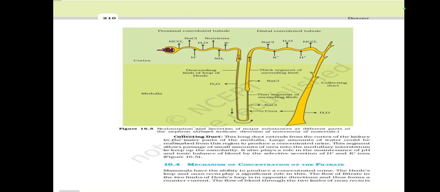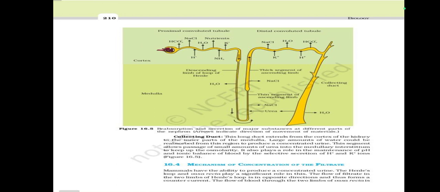Mechanism of concentration of the filtrate. Mammals have the ability to produce a concentrated urine. The Henle's loop and vasa recta play a significant role in this. The flow of filtrate in the two limbs of Henle's loop is in opposite directions and thus forms a countercurrent.